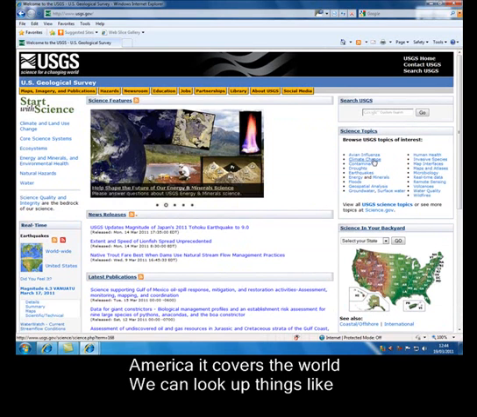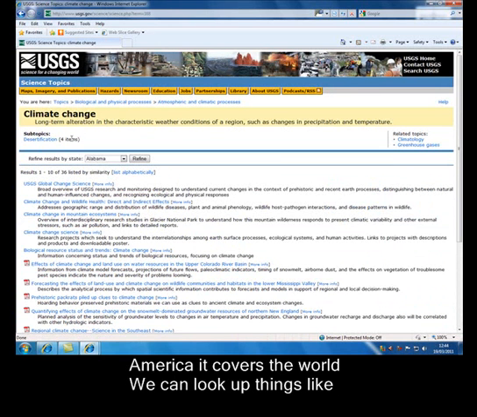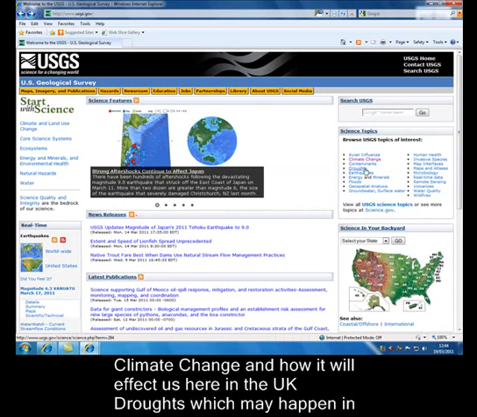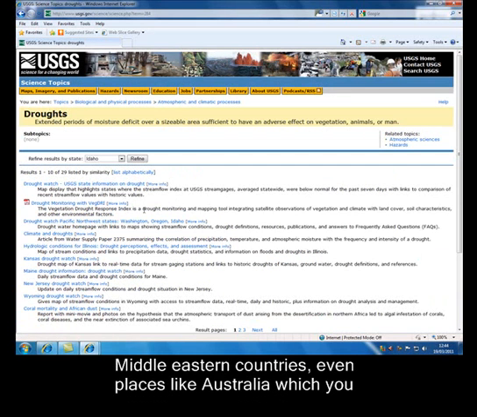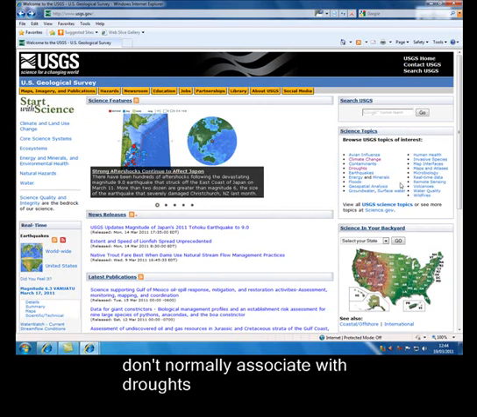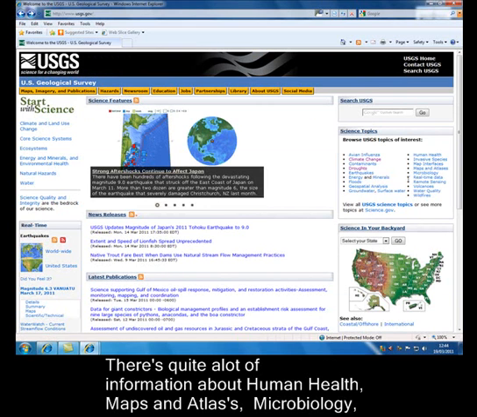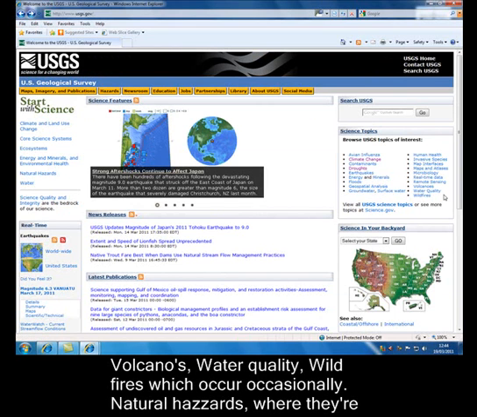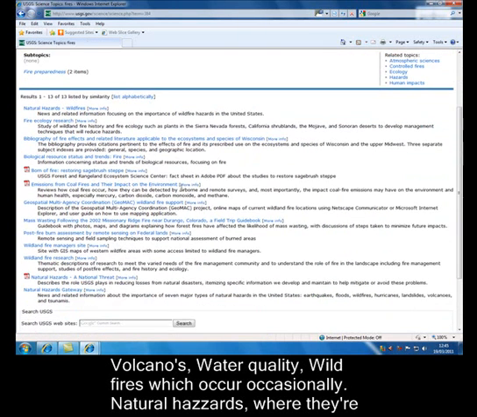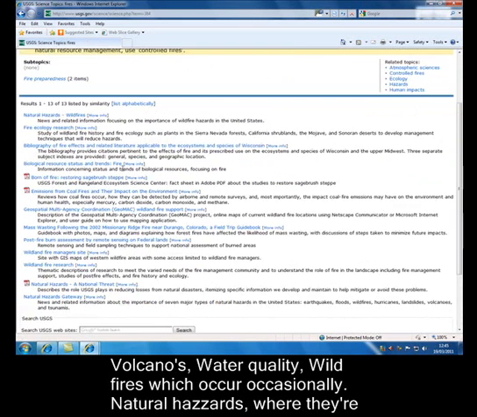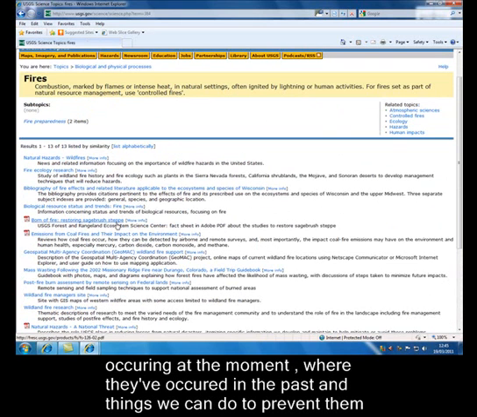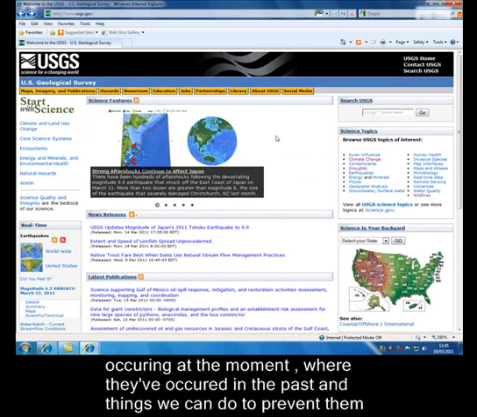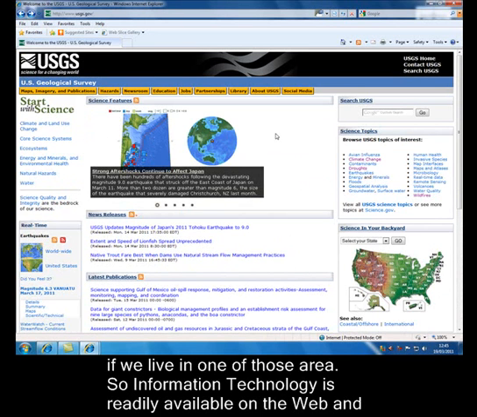So we can look up things like climate change and how climate change will affect us here in the UK. Droughts which may happen in Middle Eastern countries and even places like Australia, which you don't associate with droughts. Quite a lot of information about human health, maps and atlases, microbiology, volcanoes, water quality, wildfires which occur occasionally. Click on that one for you. Natural hazards, where they're occurring at the moment, where they've occurred in the past, and things we can do to prevent them if we live in one of those areas. So information technology is readily available on the web. It's just one way of using your computer on the net.